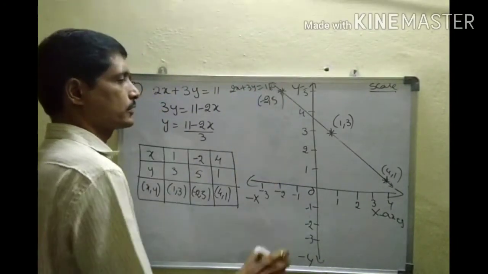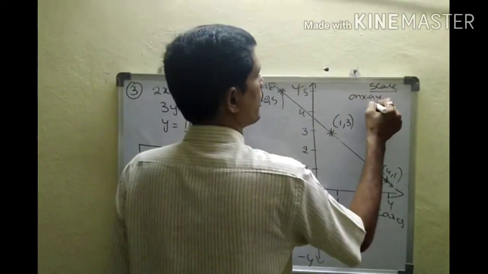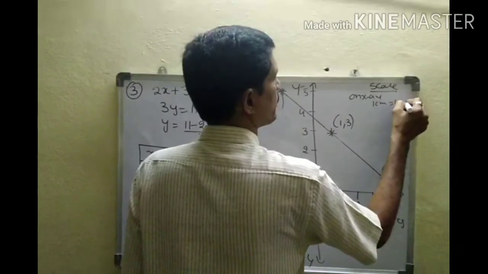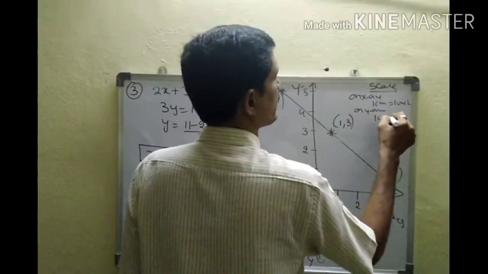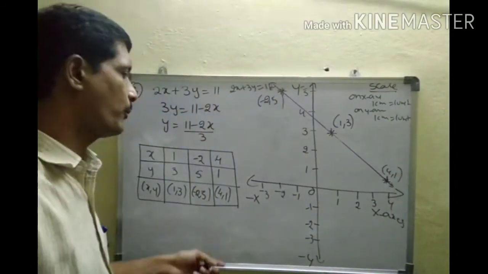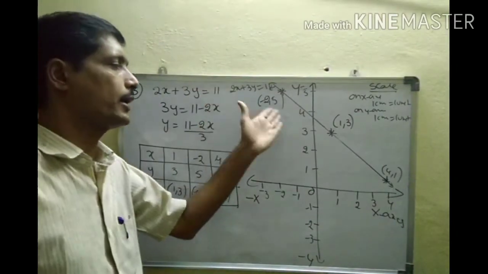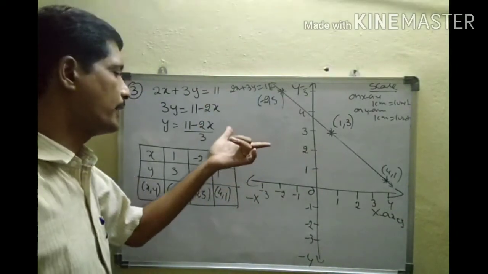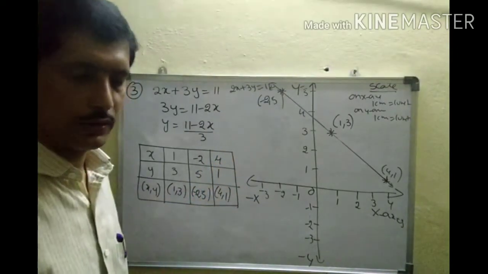Okay. Next, scale on x axis 1 centimeter equal to 1 unit. On y axis 1 centimeter equal to 1 unit. Okay. Here plotting the points on a graph paper, you get the graph is a straight line. The graph of any linear equation, that is two variables, is a straight line only. Okay.